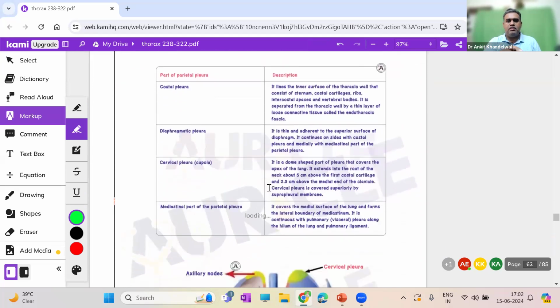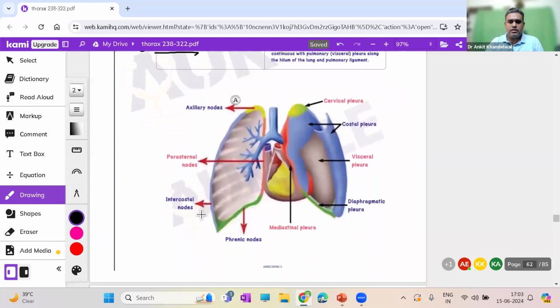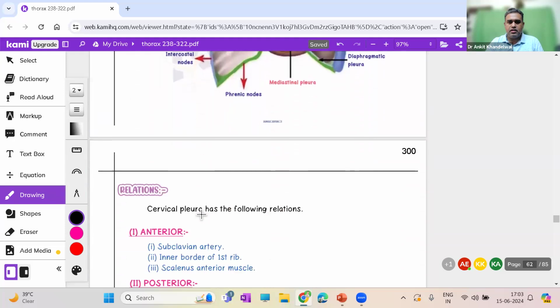Parietal pleura has 4 subdivisions. Take a screenshot of this, I would advise you guys. Costal, diaphragmatic, cervical, and mediastinal, and read the description a bit. I told you, the anatomy is mainly about understanding. Costal means connected to the ribs, then diaphragm, neck, and mediastinal. There are 4 parts of it. Again, these 4 parts are written over here.